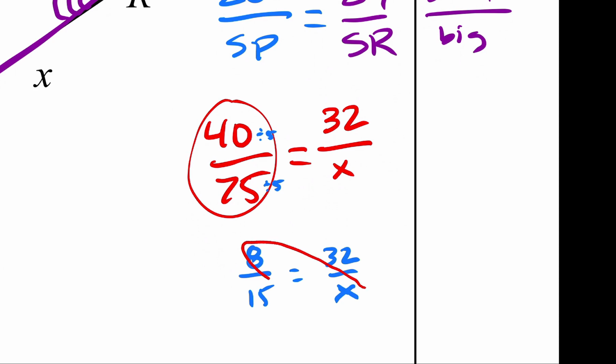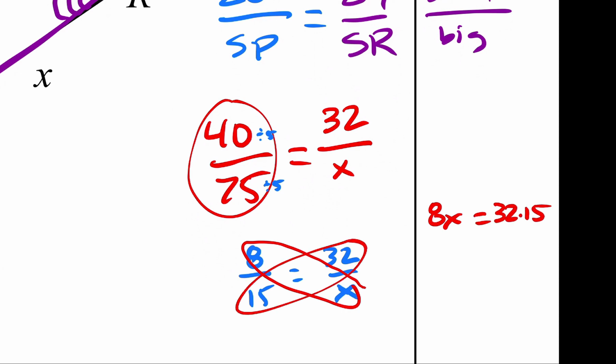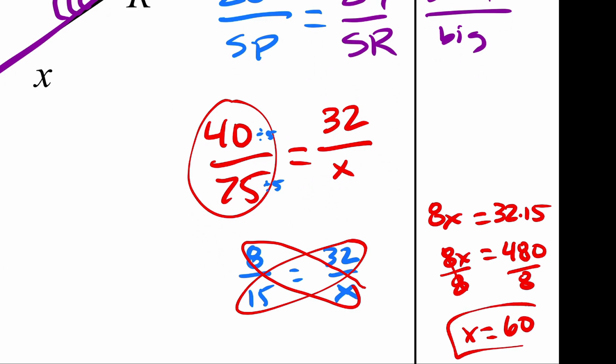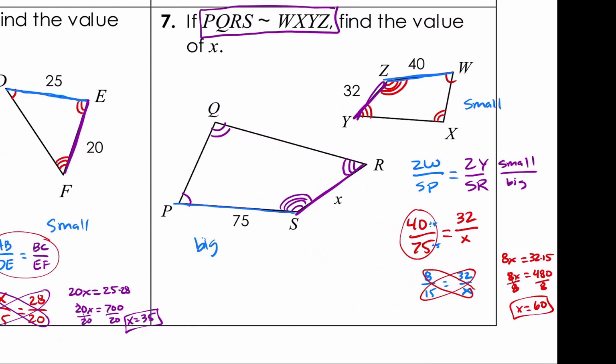So now we can cross multiply, cross products. 8x equals 32 times 15. Still something you probably don't know off the top of your head, but it's a little easier than 75 times 32. So 32 times 15 is 480 equals 8x. And you divide both sides by 8, x equals 60. Okay, so this side is 60 units long.